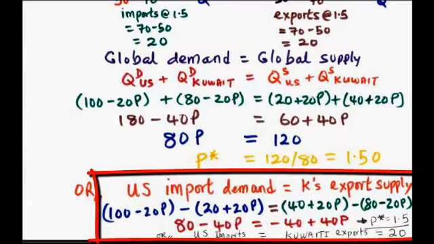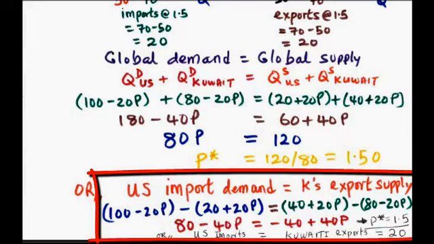Similarly, we can come up with the export supply equation for Kuwait. And that would require supply minus demand. So we have 40 minus 80 is minus 40. And 20p plus 20p, so we would have 40p minus 40. That would be the export supply by Kuwait. The import demand by the US must be equal to the export supply by Kuwait.